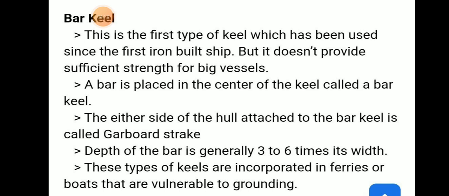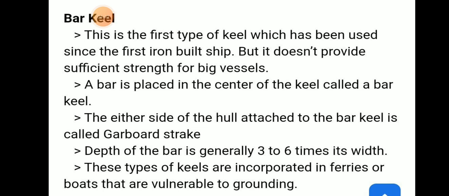The depth of the bar is generally 3 to 6 times its width. These types of keel are incorporated in ferries and boats. So that's a short-going vessel, not a big seagoing vessel. And they are vulnerable to grounding.